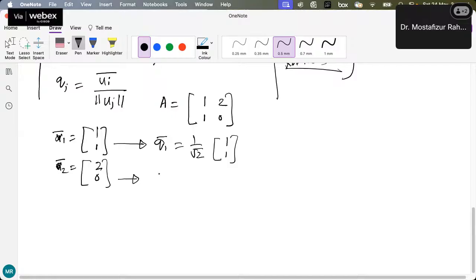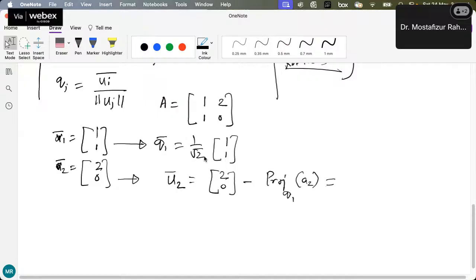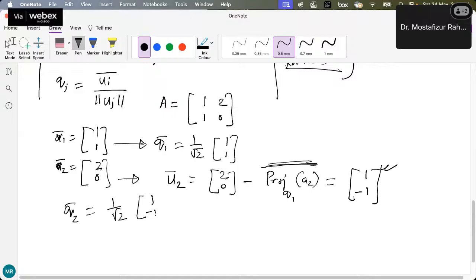Now, how to get Q2? Basically, let's define some U2 as 2, 0, like this vector, minus the projection of A2 on Q1. A2 is basically 2, 0, and Q1 is this one. So let's take a dot product of these two, and then we should get something like 1 minus 1. Just do a dot product here and normalize it. Then Q2 will be just a normalization of this vector, 1 by square root 2 times 1, minus 1.